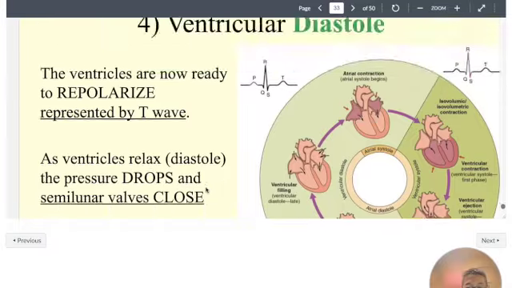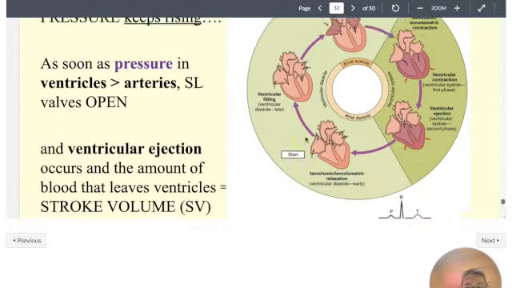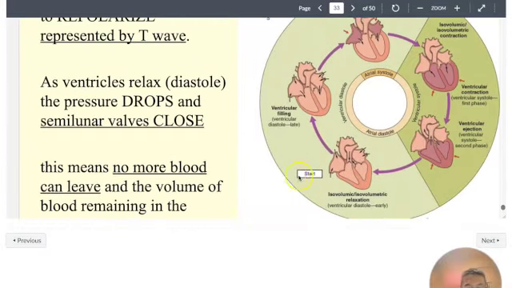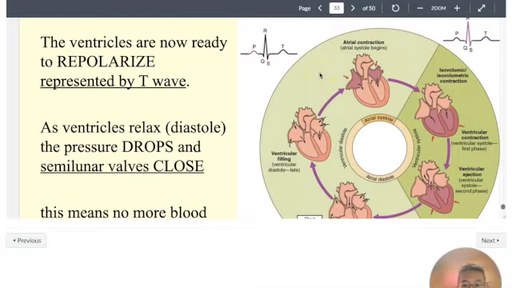Let's look at this chart one more time. This chart is the same as the other chart. It starts here, blood starts going into the atrium, filling it up. Once this is filled up enough, it's going to push the valves open. Then the atrium starts squeezing all the blood into the ventricle. Now the ventricle starts filling up.